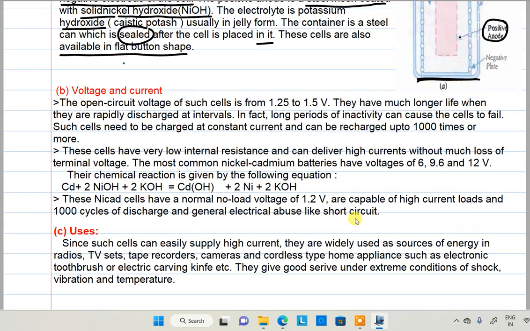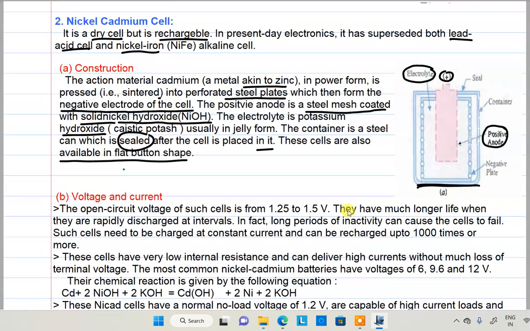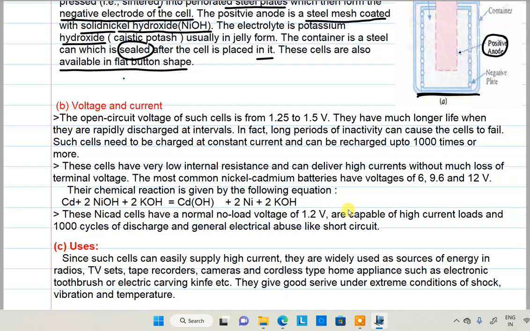Next, coming to the voltage rating. Nickel cadmium cells have a voltage rating of 1.25 volt to 1.5 volt in general. They have a much longer life when discharged at rapid intervals. In fact, long periods of inactivity can cause the cell to fail. So such cells need to be charged at a constant rate, and can be recharged up to 1000 times or more. These cells have a very low internal resistance. The internal resistance of this battery is very low. Low internal resistance means it can deliver a high current rating without loss of terminal voltage.